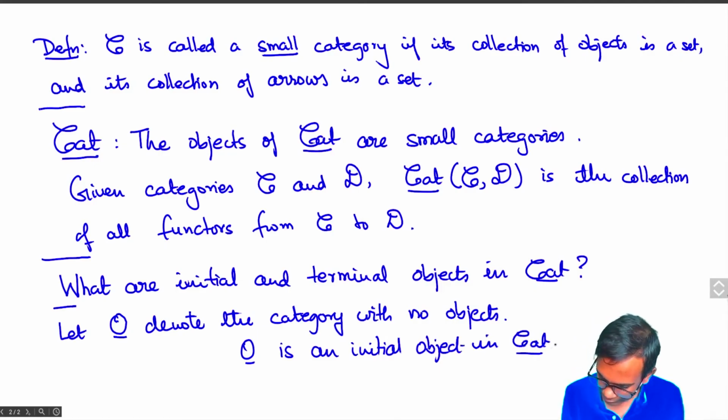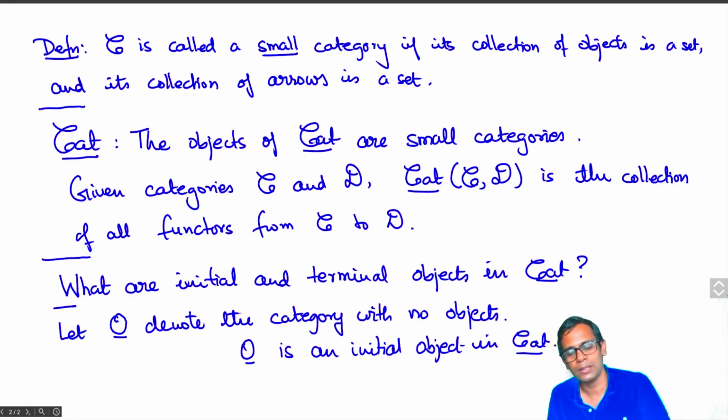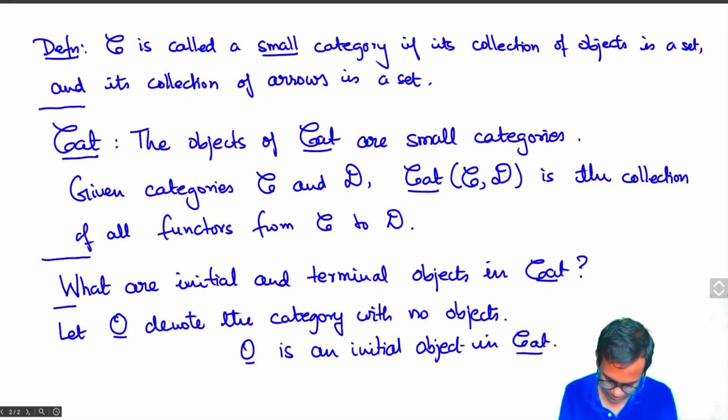Indeed, given any category C, there's only one functor from 0 to that category C. The functor doesn't have to do anything. You can think of it as the empty functor. There are no objects in 0, so you don't need to associate to any. So there's nothing to associate, and that's the only functor there is.